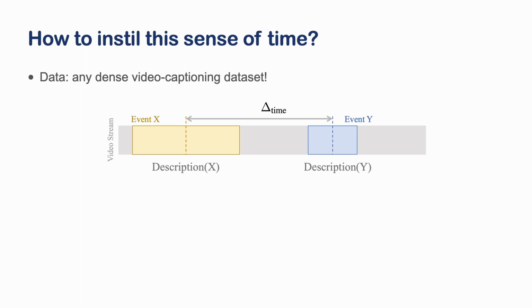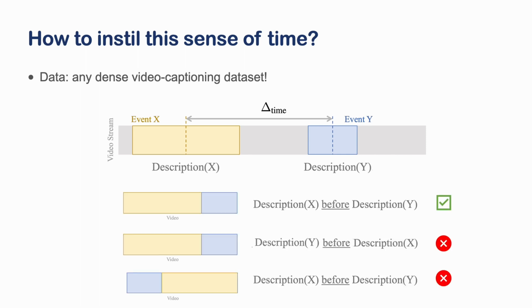Note that for this example, we can construct a negative in two ways. Here, we get a positive pair when the video and caption have a consistent time order. Likewise, we get two kinds of negatives, one where the text is swapped and the other where the order in the video is swapped.